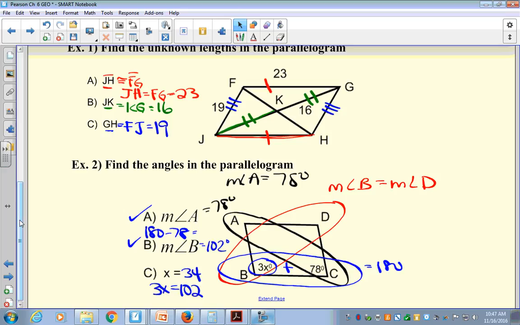So there's a bunch of different ways you can combine these guys. D and C are supplementary, A and B are supplementary, and then across the way, the diagonals, they're congruent or equal.